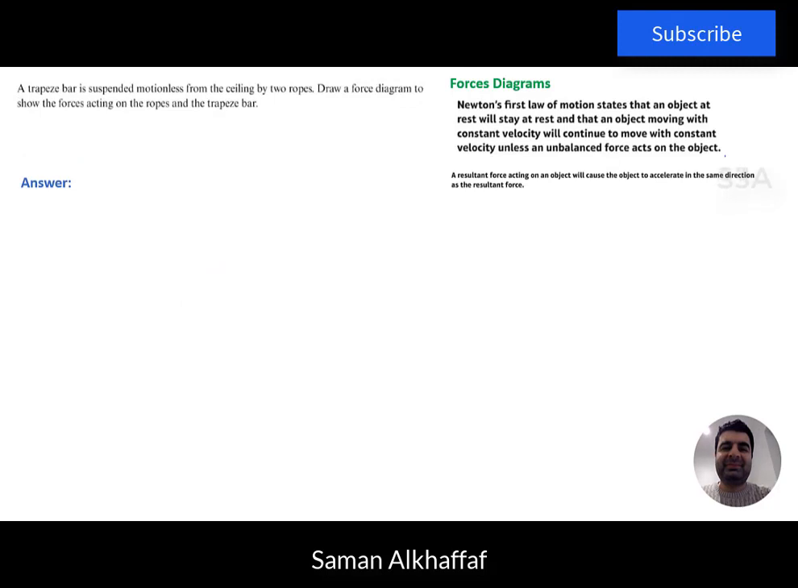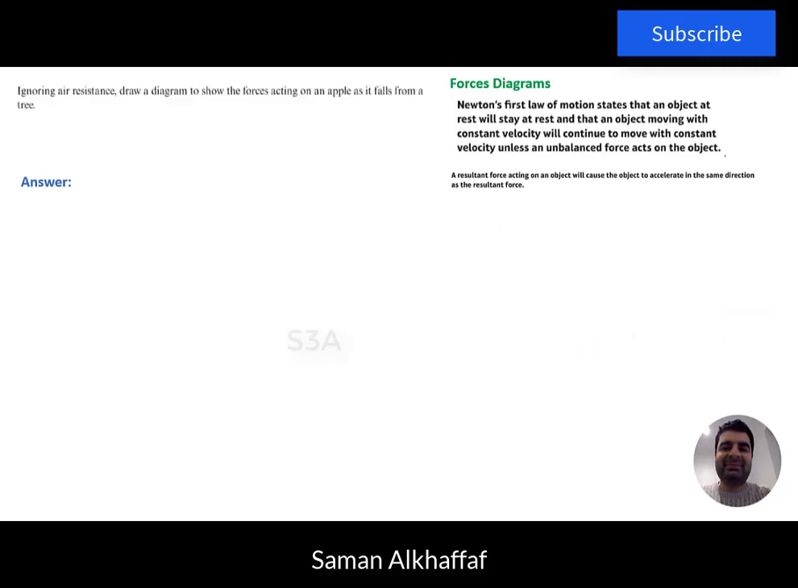In this example, a trapeze bar is suspended motionless from the ceiling by two ropes. Draw a force diagram to show the forces acting on the ropes and the trapeze bar. So our explanation: this is the trapeze bar, and the forces pulling, in this scenario the strings or the ropes, pull the body upward, and the weight pulls downward. So this is the distribution of the forces acting on the trapeze bar.